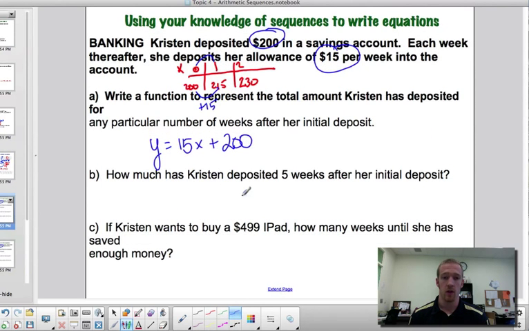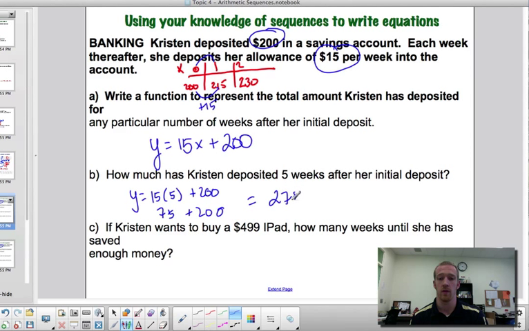So now how much has Kristen deposited 5 weeks after her initial deposit? So if we want to look for the 5th week term, it'd be y equals 15 times 5 plus 200. Alright, so 15 times 5 is 75 plus 200 gives us 275.